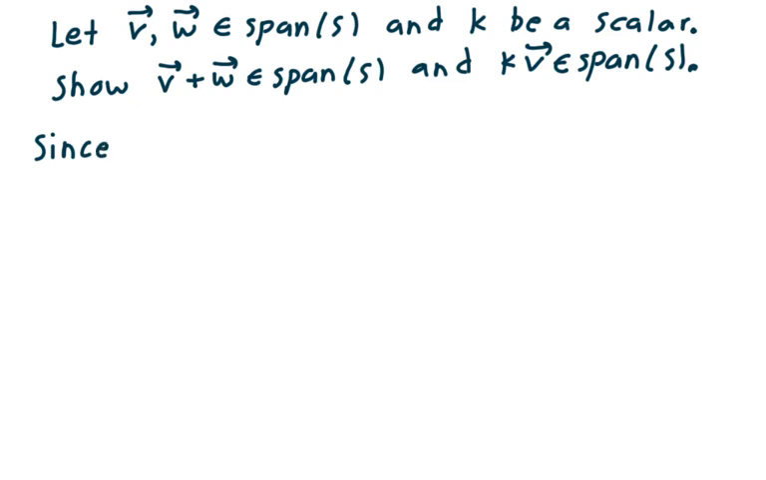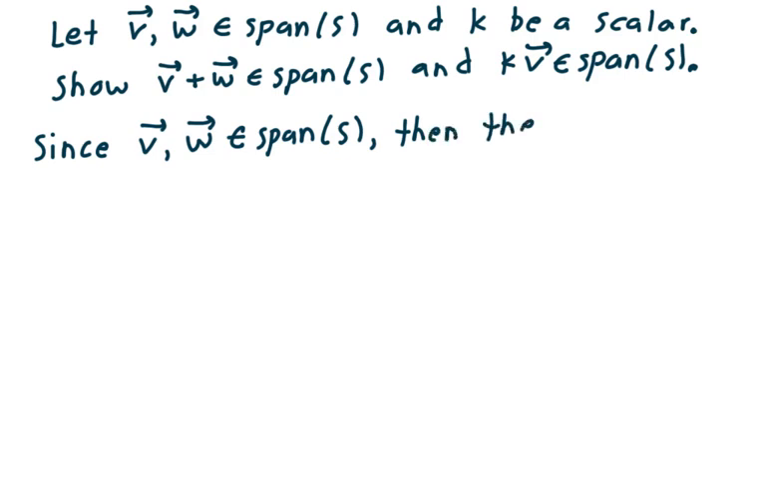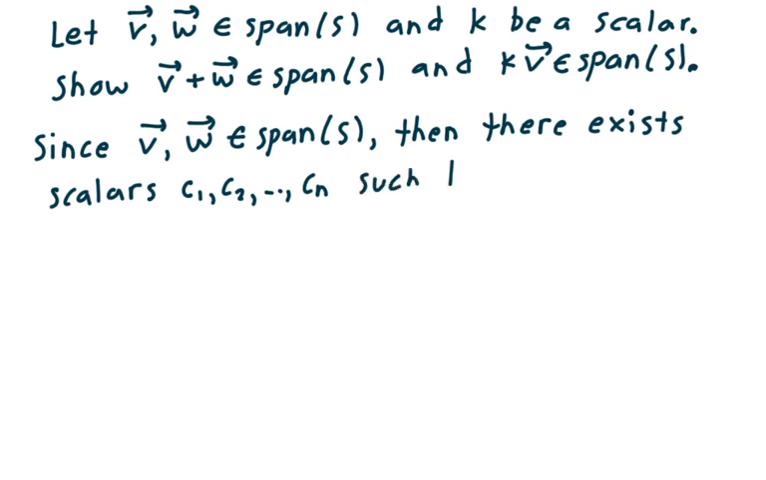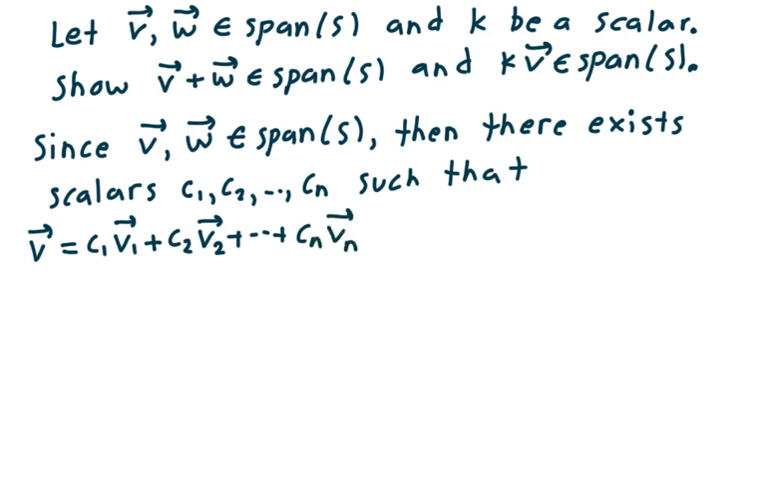Since V and W belong to the span of S, then there exists scalars C1, C2 through Cn such that I can express V, right, as C1V1 plus C2V2 plus CnVn, right? That's what it means to be in the span.